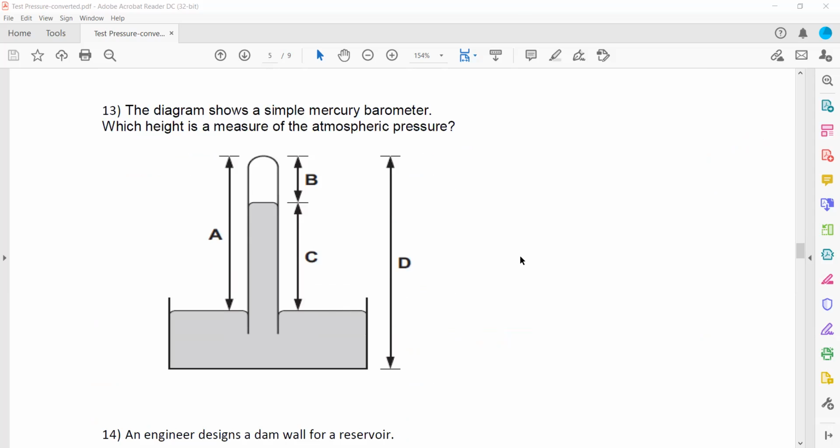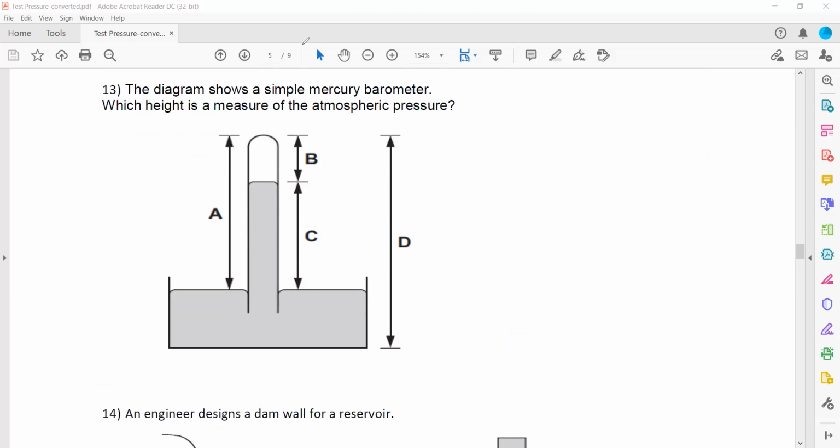The diagram shows a simple mercury barometer. Which height is measured the atmospheric pressure? A, B, C or D?